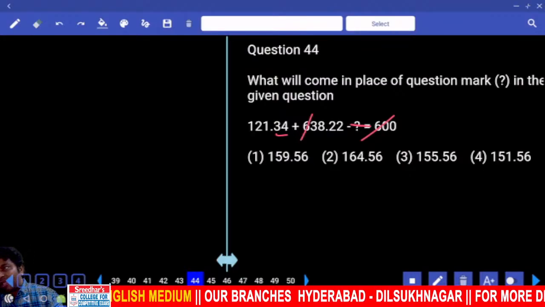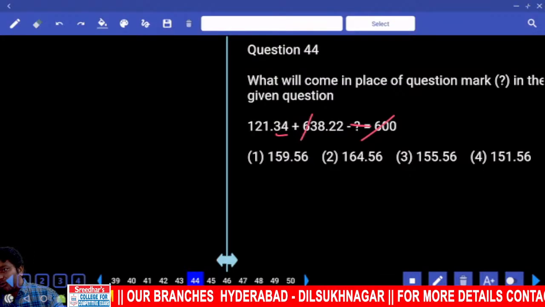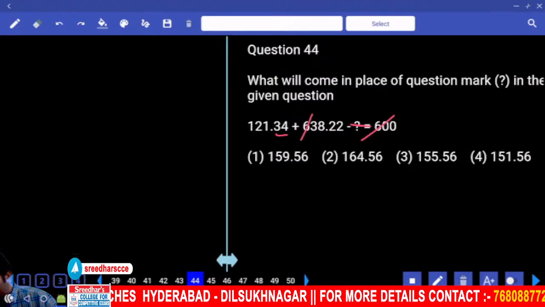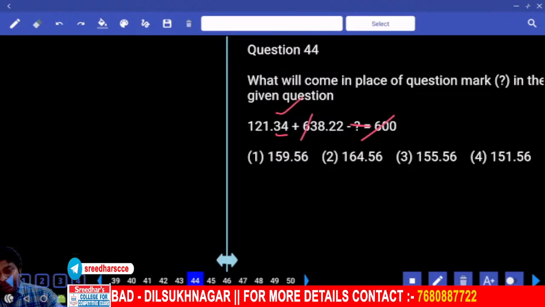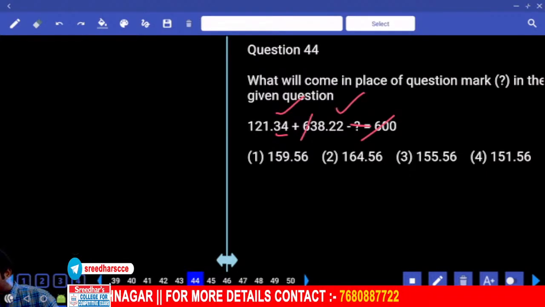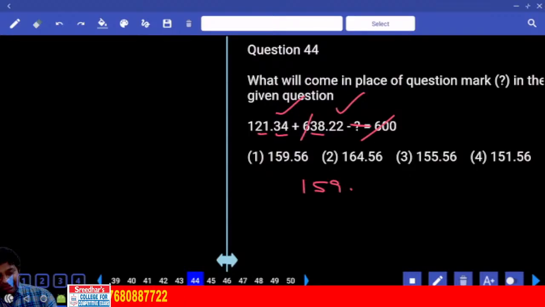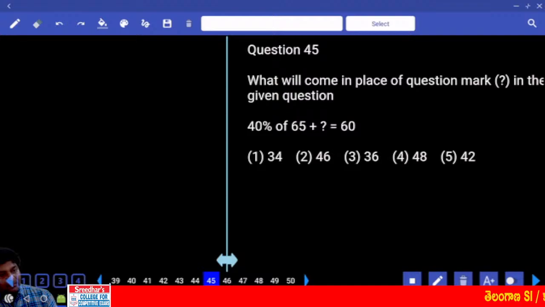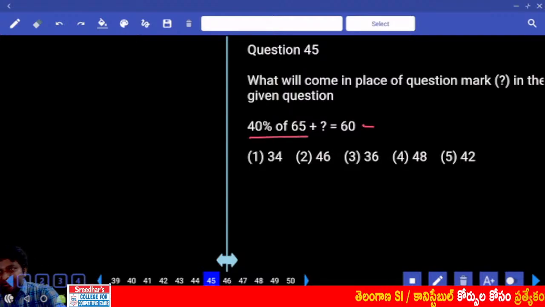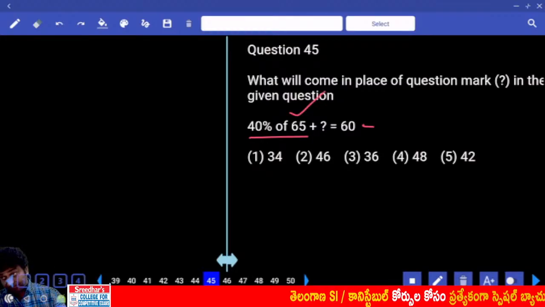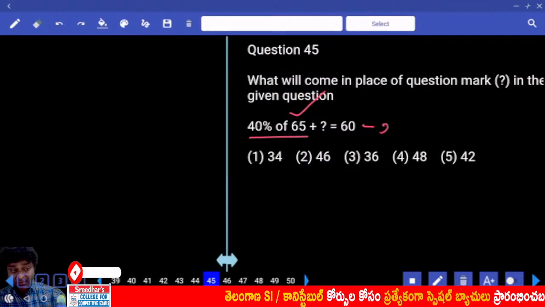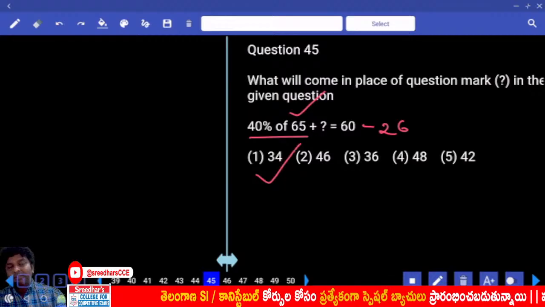Every option is having same number after decimal, so you don't have to bother about it, but make sure whether you are getting any carry or not. 0.34, 0.22, you don't get any carry, so it will be 0.56. 21 plus 38, 59, already 100 is there, 159.56. 40% of this number goes to right hand side and becomes minus. 40%, 10%, double. 10%, double, 13, double. Answer, 34.